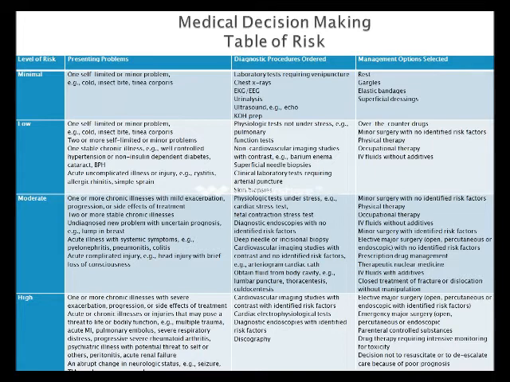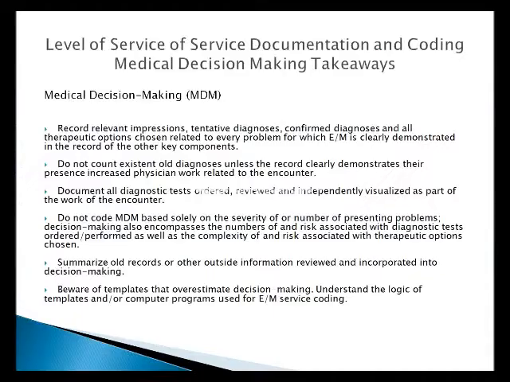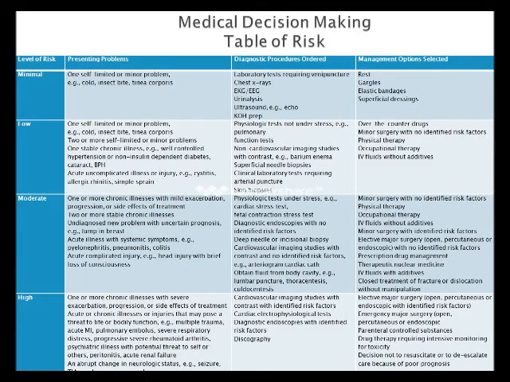And then as we move down the left-hand side in terms of the level of risk, this is probably going to be capturing more of your patients as well. For the high ones, there are one or more chronic illnesses with severe exacerbation, progression, or other side effects of treatment, etc. Acute or chronic illnesses or injuries that may pose a threat to life or bodily function. And at the bottom, an abrupt change in neurological status, which many of you may be seeing in your patients as well.